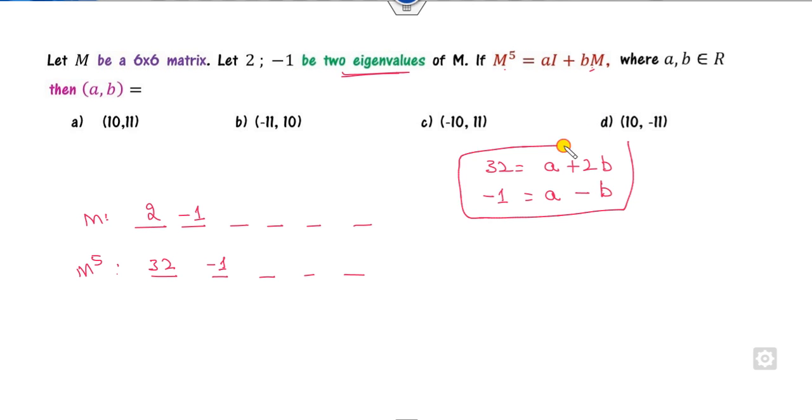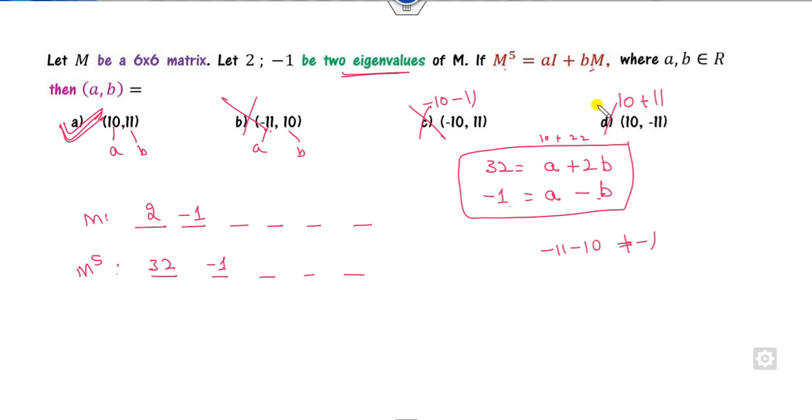So can you solve this one? You can see that if this is A, this is B. A minus B minus 1. A will be 10 plus 22, it's 32. That's the correct answer. Here, this is A, this is B. So A minus B, minus 11 minus 10, is not equal to minus 1. Cancel out. Minus 10 minus 11 is not equal to minus 1. So the right answer is only A.